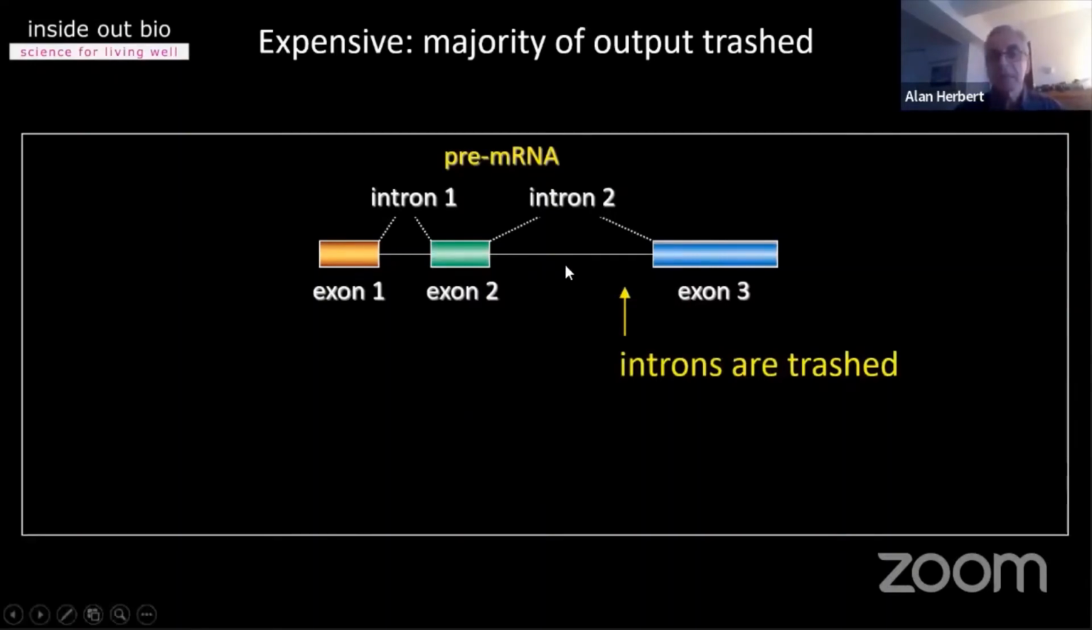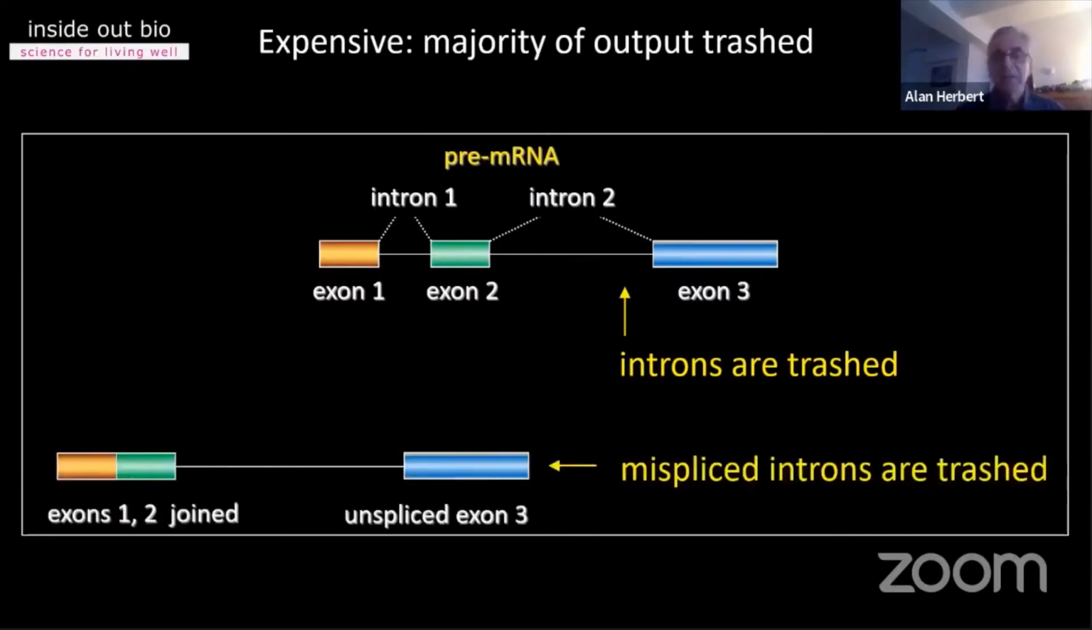For example, you have to get rid of all these introns. They're not necessarily functional, so you make them, and introns can be up to 40% of the genome, and you make 40% of the genome into RNA, and then you just trash it. It's not doing anything for you, so you get rid of it. So that's expensive, and also you make lots of mistakes.